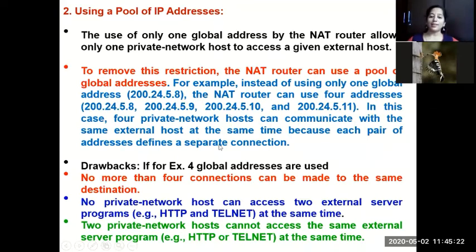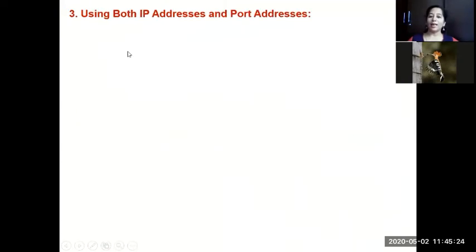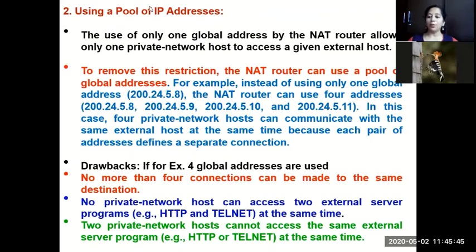So all this can be avoided with the last category, where we make use of both IP addresses and port addresses. As I told you, this is called a socket. A combination of IP and port addresses will be used with a pool of addresses. So whatever we had in the previous, I'm going to use a pool of addresses, or I'm going to buy a set of addresses for my private connection.